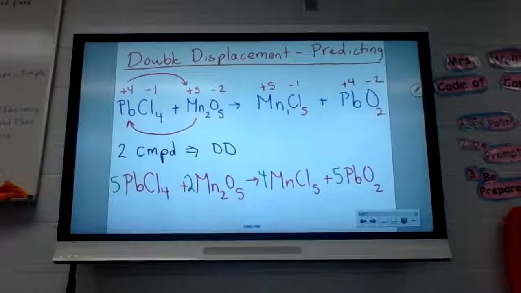Any issues with the balancing or the writing of the equation? Do you feel good about how we did that? Because I wanted to do one with polyatomic ions. Sumatra's going, no. What's bothering you, Sumatra? The balancing or the writing? The balancing? You want me to erase and do it again? Yes. Okay.